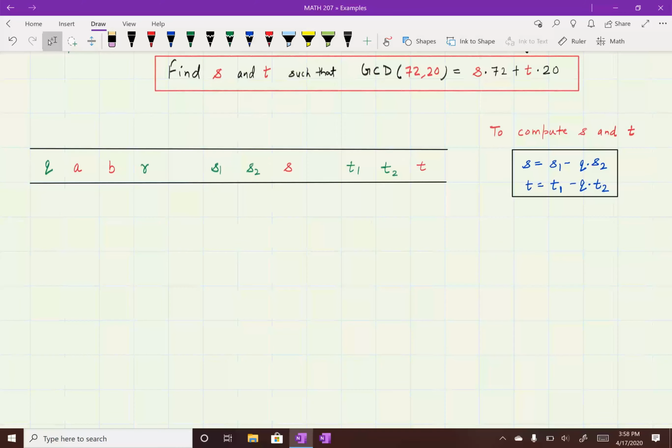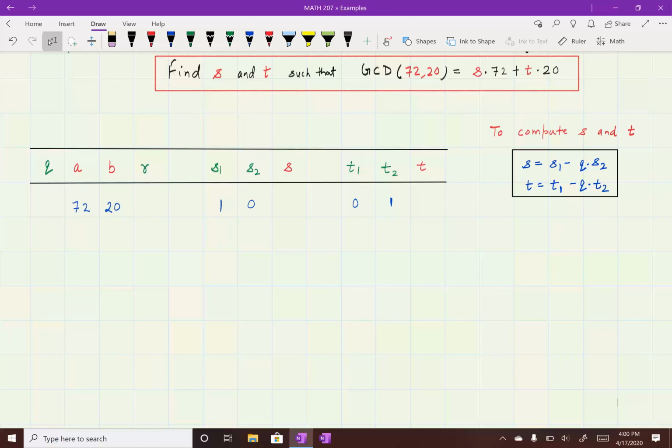To fill up the entries corresponding to the first row of this table, a and b are the integers corresponding to your GCD problem. So here we are trying to find the GCD of 72 and 20, and for a I'm going to choose the larger integer. So a in this case becomes 72, and for b I'm going to choose the smaller integer, which in this case is going to be 20. The s1 and s2 at the initial step are going to have the values 1 and 0, and t1 and t2 at my initial step are going to have the values 0 and 1.